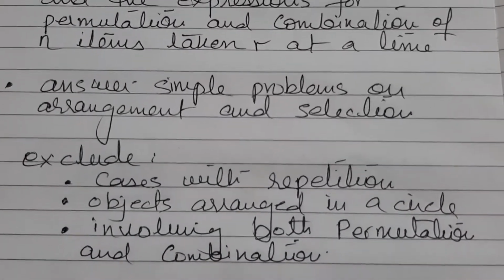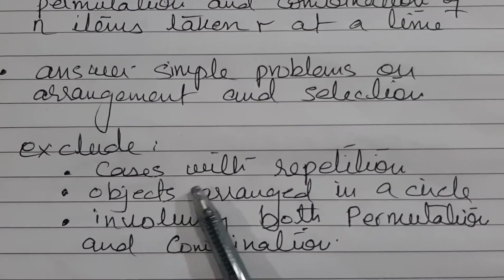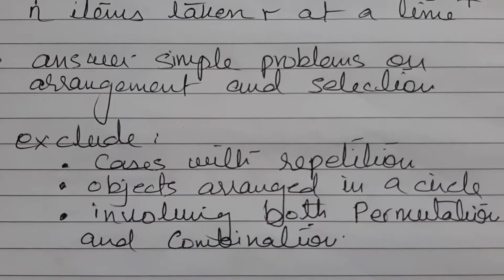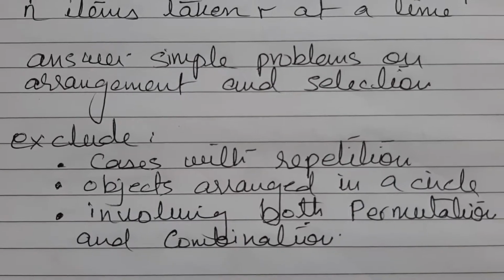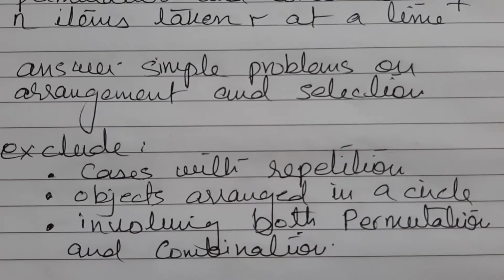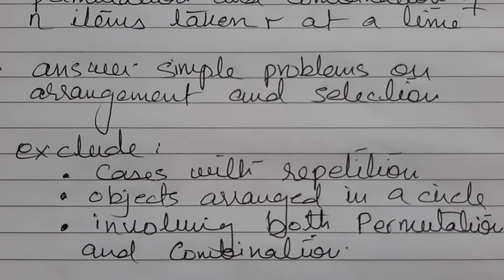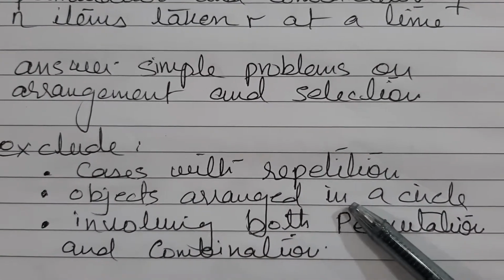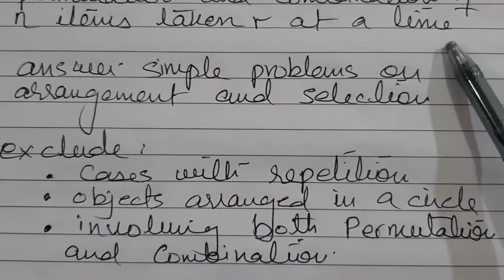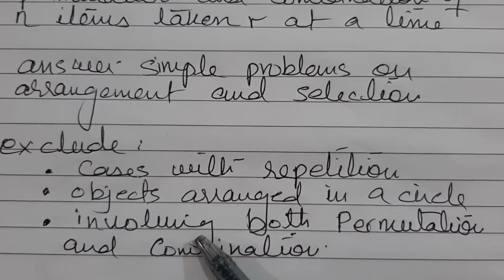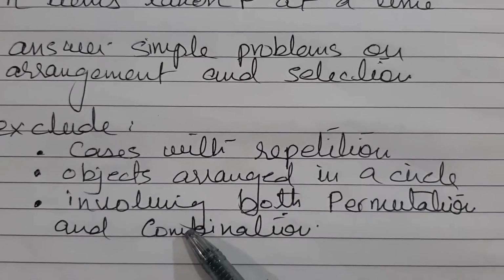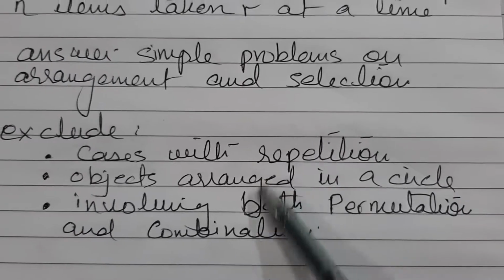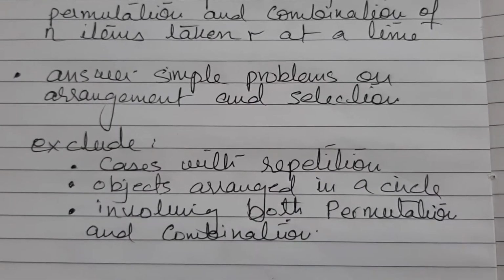What is excluded from the syllabus is the cases with certain repetition, like I said, I have digits 1 to 3, and how many numbers with these digits I can make. I can't use one more than one time. So this is called repetition. So there is no repetition. And I cannot arrange objects in a circle. It has to be in a line. Or any problem which has both permutation and combination involvement in it. So these type of cases are excluded from the syllabus.